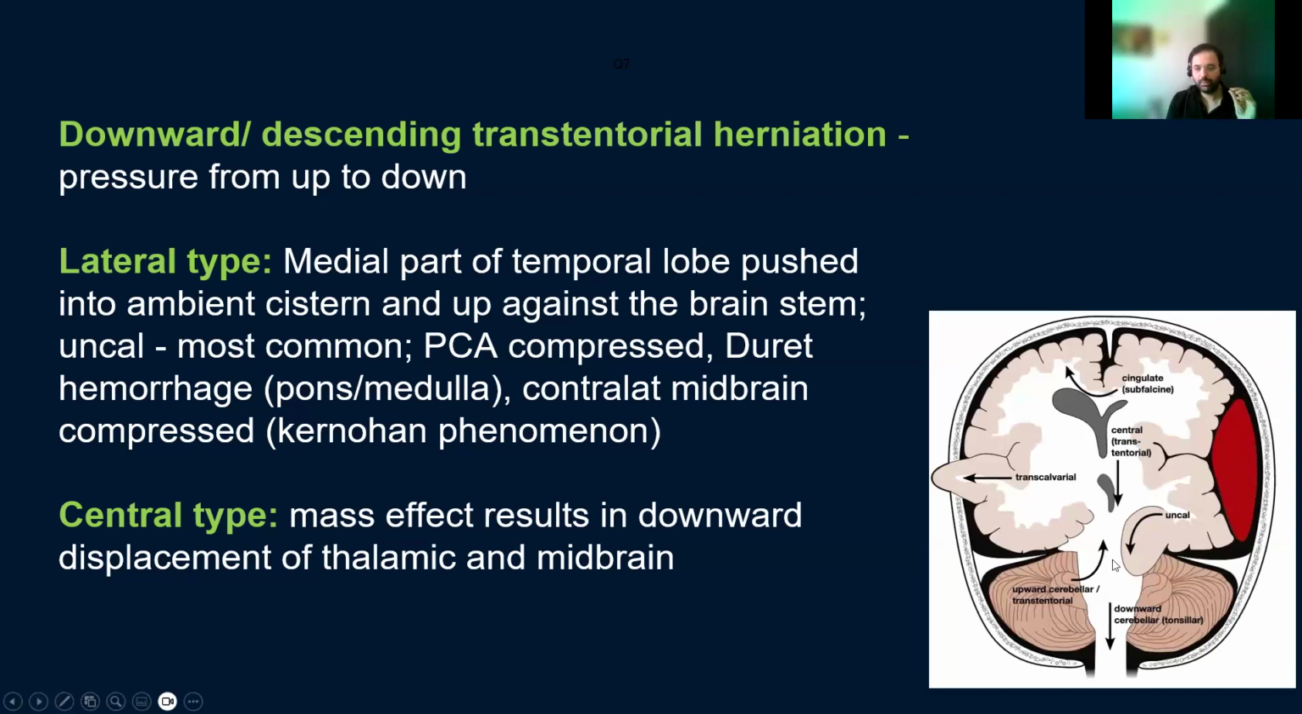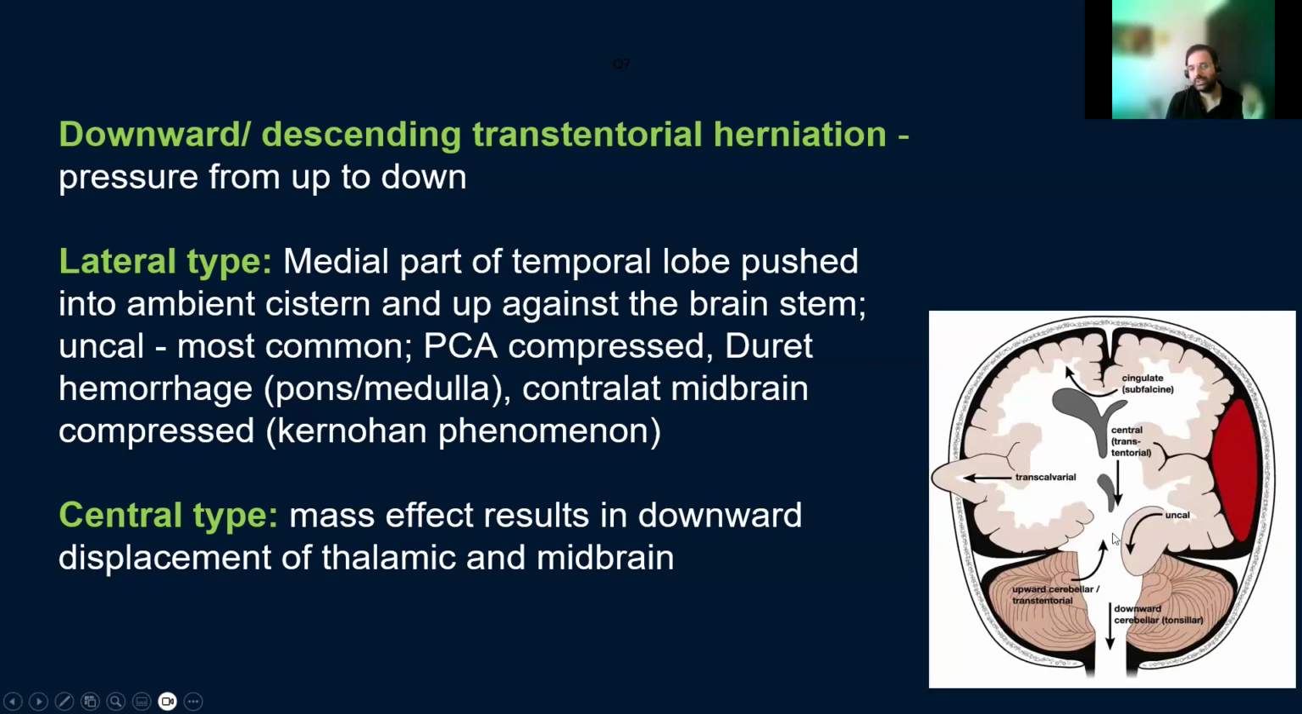The brainstem gets compressed. The pons and the medulla, because of this compression, can show bleeds. Those are called Duret hemorrhages. Again, this is high yield. If they mention Duret hemorrhages, that is hemorrhages in the pons and medulla, this is usually because of a lateral type of descending transtentorial herniation.